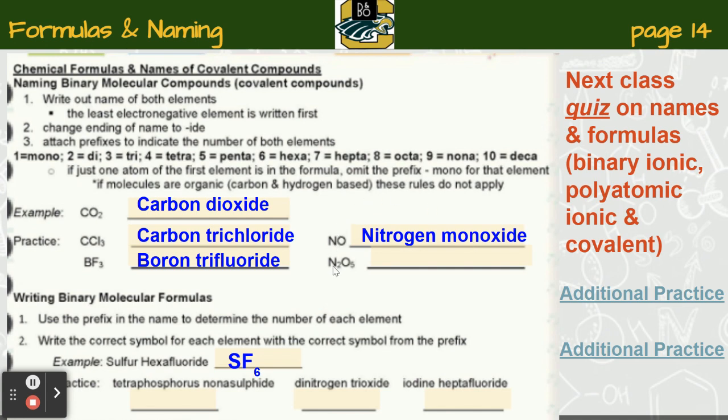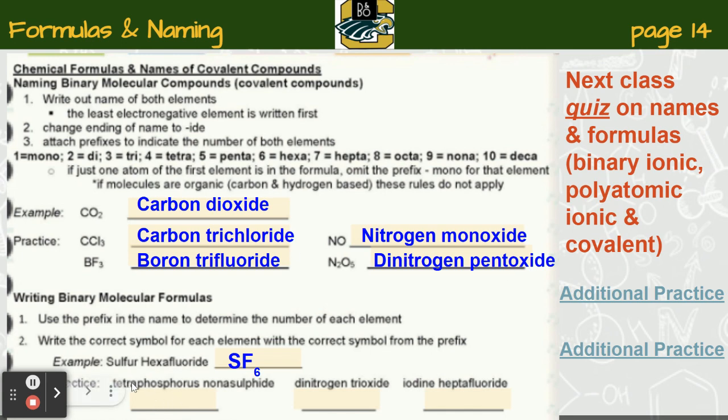And our last one, now we have 2 on our nitrogen. Only 1 is omitted if it's on the first word. If it's any of these other ones, you have to keep it. So dinitrogen, and then 5 oxygen, so 5 is pentaoxide, so pentoxide. Whenever there's kind of 2 syllables, you drop the part here. So not pentaoxide, pentoxide.